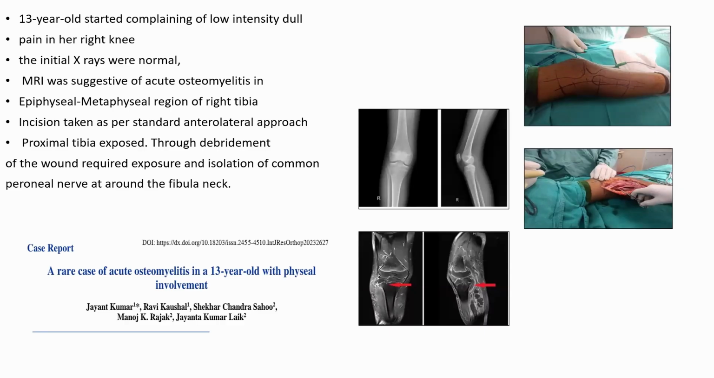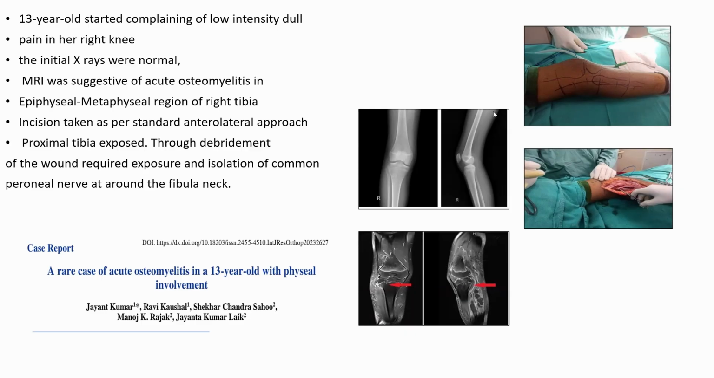Another case of a 13-year-old boy. He complained of pain in the right knee. The initial x-rays were normal, but the MRI was suggestive of acute osteomyelitis in the epiphyseal metaphyseal region of the right tibia. So a plan for debridement and corticotomy was made.